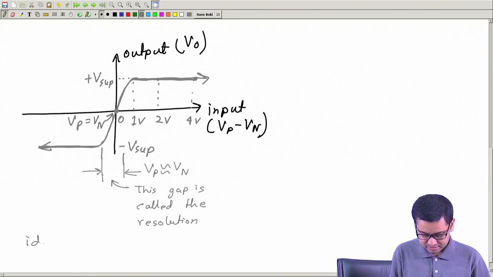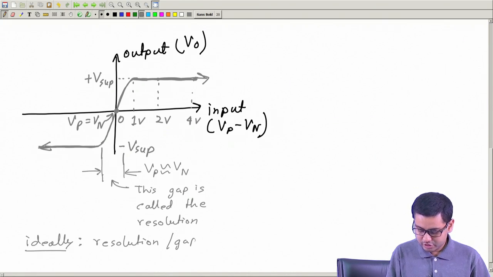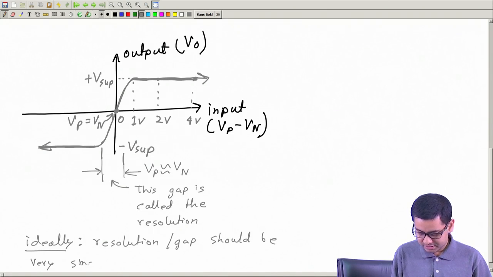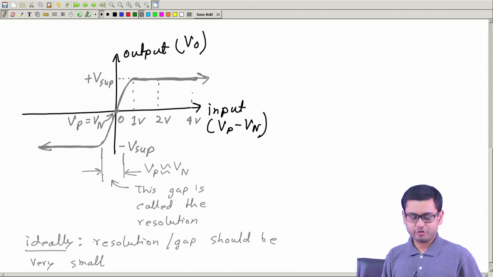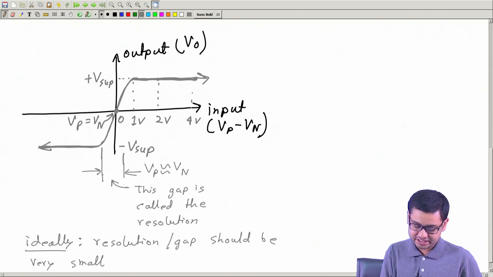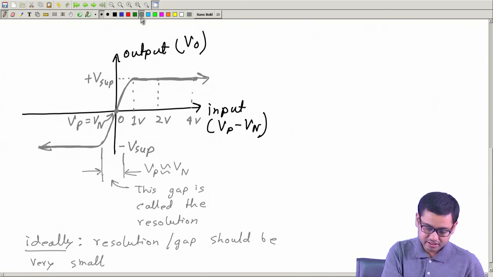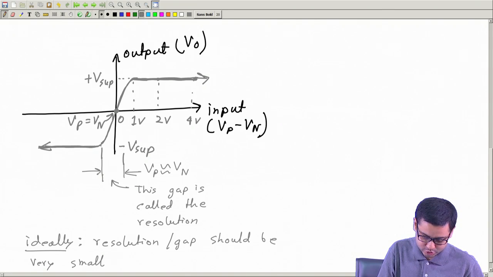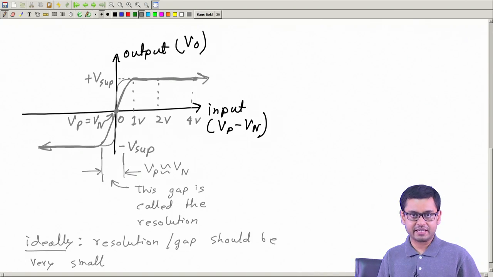Ideally, this gap, the resolution or the gap, should be very small, or ideally 0. For an ideal op amp, we will say that this is equal to 0. So that means the input output characteristics would be like this, almost a vertical line. This is the ideal characteristic. Okay.